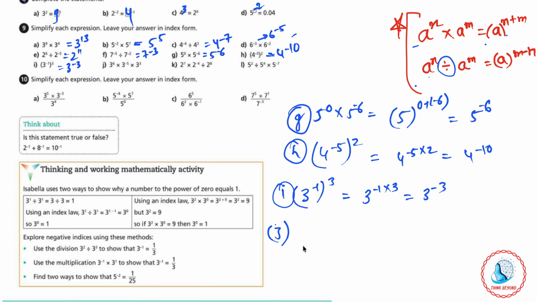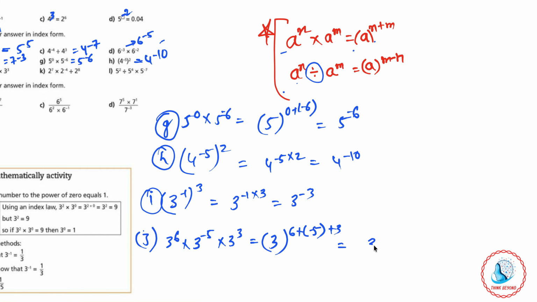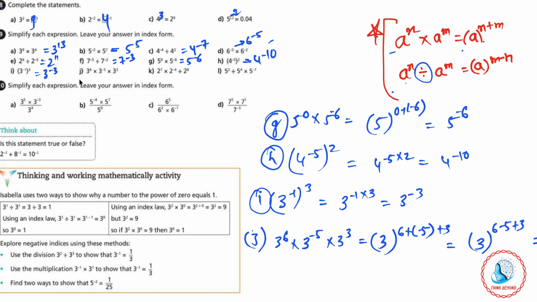Now question number J, 3 raised to power 6 times 3 raised to power minus 5 times 3 raised to power 3. Multiplication is there, and the bases are same, which is 3. You just have to add the powers. So 3 raised to power 6 plus minus 5 plus 3. Now add it. So 3 raised to power 6 plus minus is minus, plus 3. Now do it. 6 minus 5 is 1. 1 plus 3 is 4. So it is going to be 3 raised to power 4. Now question number K.